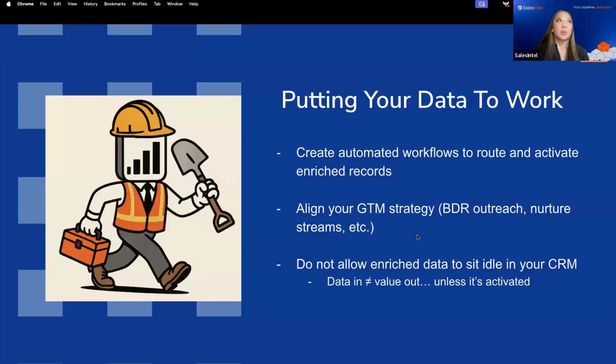And then putting your data to work. Once it's in your CRM, there are a few different things that you can do. You can start with creating automated workflows. This can help you route and activate those enriched records or those contacts that are coming over from Sales Intel. The next thing you would want to do is align your go-to-market strategy. If that contact that just entered your CRM is surging on intent, you would want to send them over to your BDR team for outreach.